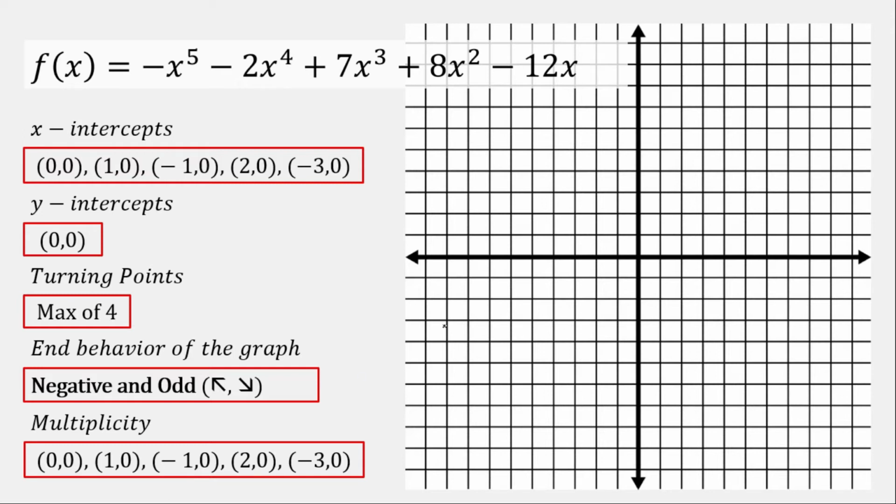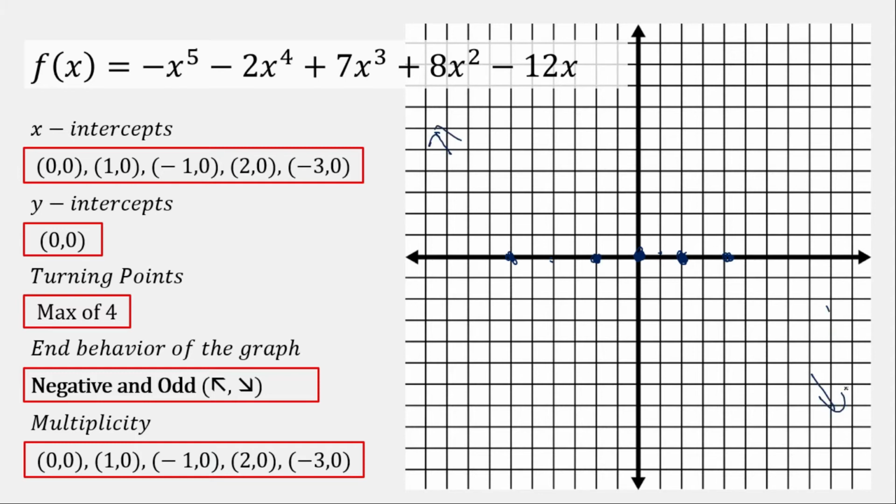So now let's try to plug in all the points. Let's start with 0, 0. This is also our y-intercept. 1, 0. I will adjust the graph to two squares apart. This is 1, 0. This is negative 1, 0. Then 1, 2. This is 2, 0. 1, 2, 3. This is 3, negative 3, 0. Now our end behavior is like this.